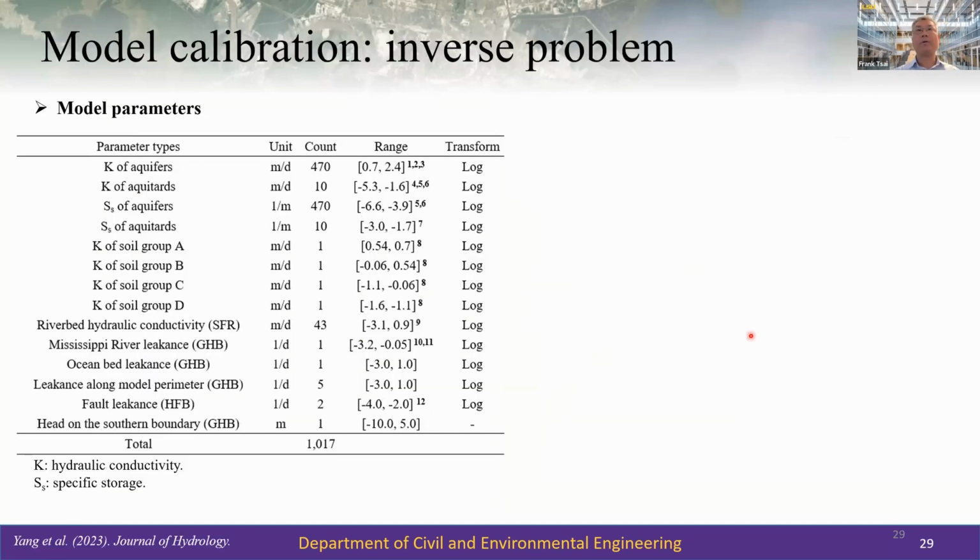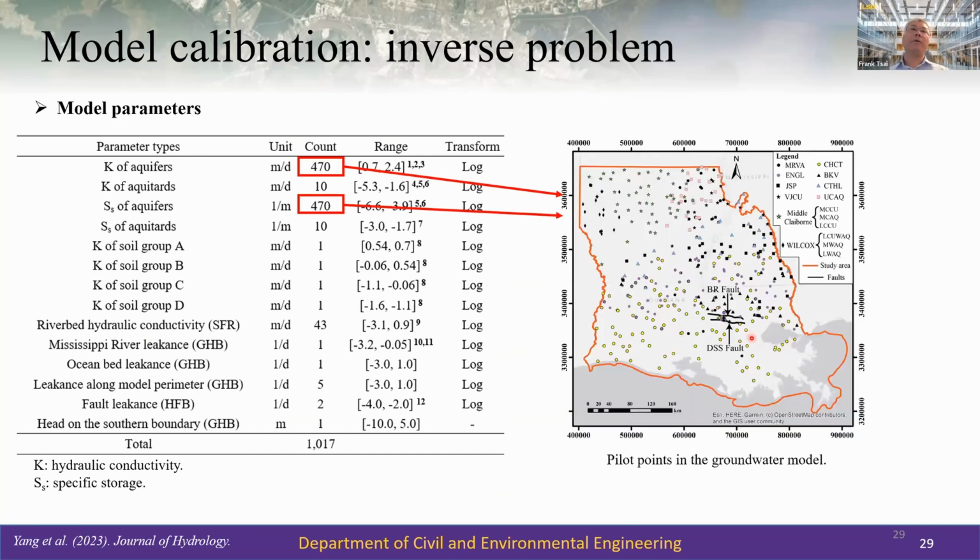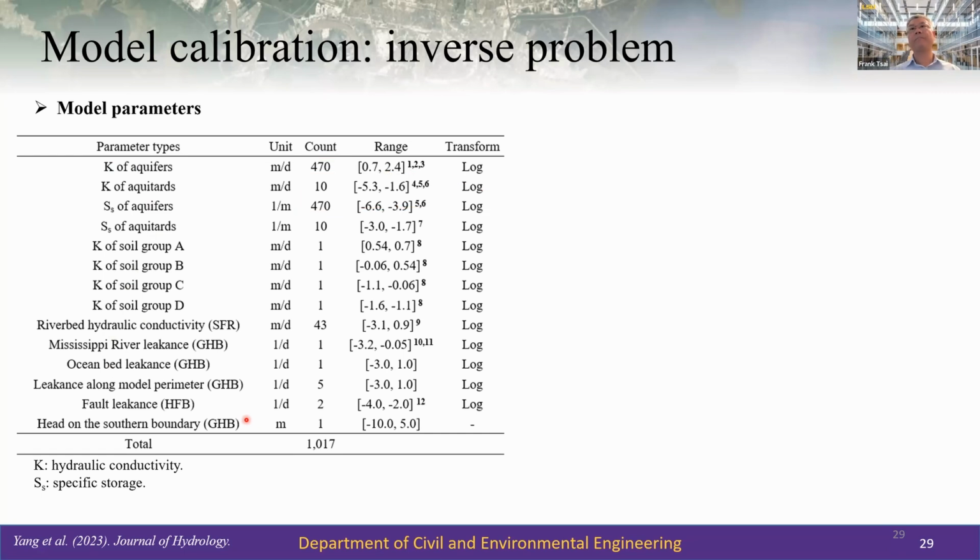Then the next level is the model calibration, which is the inverse problem. We use a pilot point method. We calibrate the groundwater model for different parameters like hydraulic conductivity for aquifers, specific storage for aquifers and aquitards, conductivity for soils, and other forcing terms. In total, we have literally over 1,000 unknown parameters. That's what we want to adjust in our model parameters.